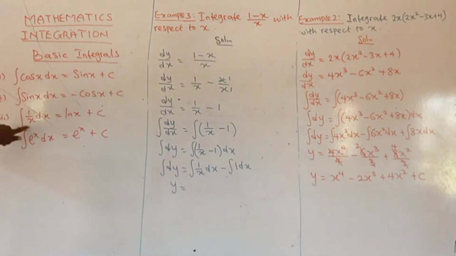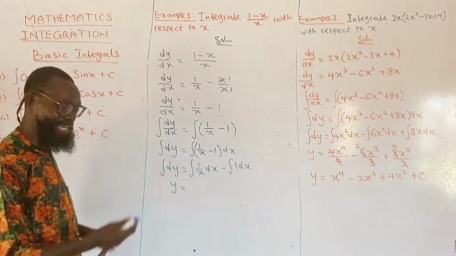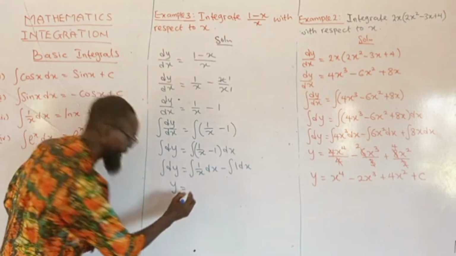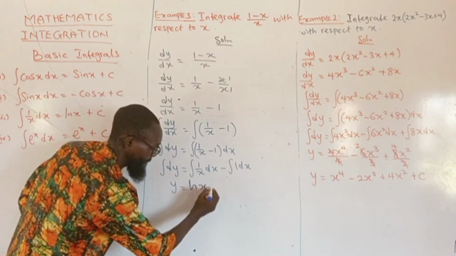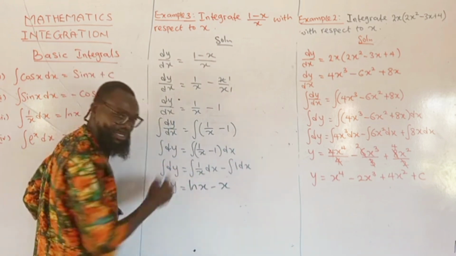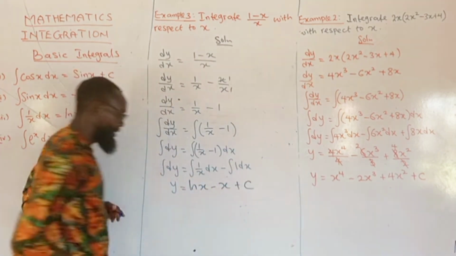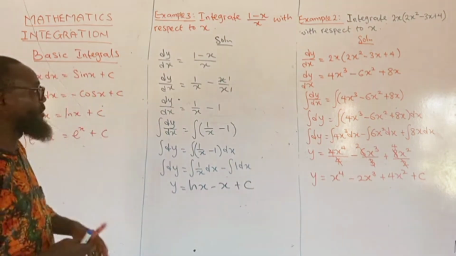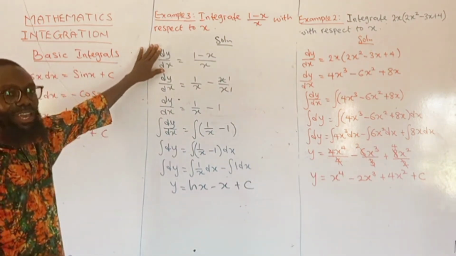When you integrate 1 over x, 1 over z, 1 over anything, it gives ln x. If it is 1 over z, it will be ln z. If it is 1 over f, it will be ln f. But in this case, it's in terms of x. So 1 over x, the integration gives ln x. Likewise, when you integrate 1 over x here, it gives ln x minus the integration of a constant here. When you integrate this one, it gives what? x. Then introduce a constant c. So this is the integration of this function dy dx.